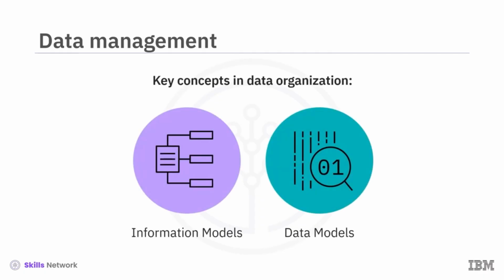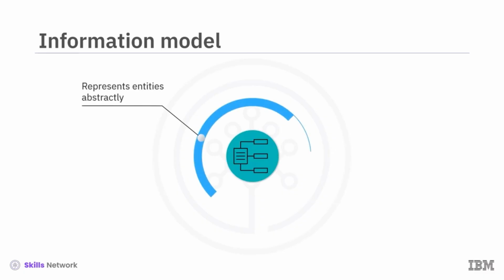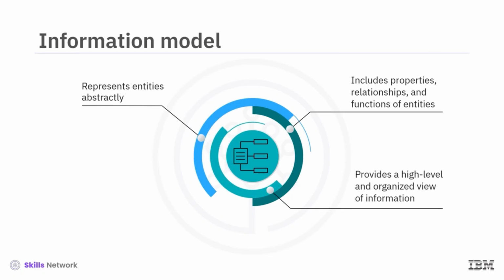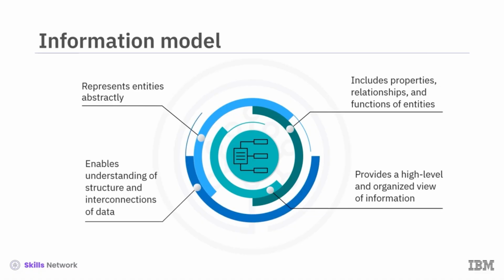Information and data models are the two key concepts that play an essential role in data organization. Let us define each of these models. An information model represents entities and their properties, relationships, and operable functions abstractly. This conceptual framework provides a high-level and organized view of information, enabling stakeholders to understand the structure and interconnections of data without delving into implementation details.